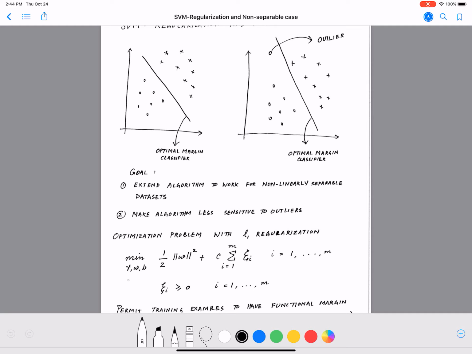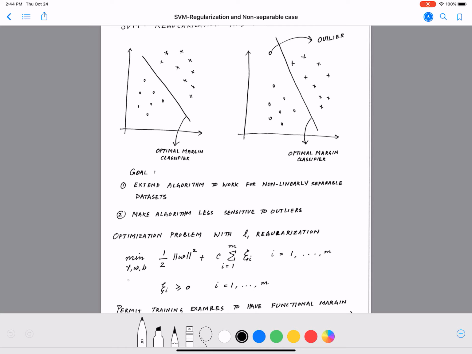In the last few videos, we looked at how to construct an optimization problem for SVMs, and then we looked at how to optimize for W and B, solve for them using the Lagrangian, and substitute back to get a form. Now we are going to continue that discussion and look at regularization in SVMs.